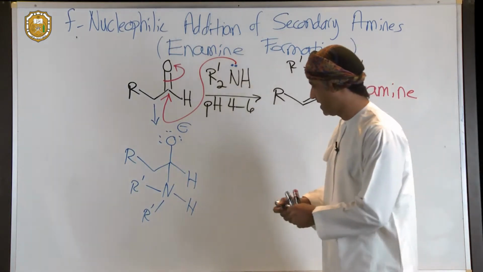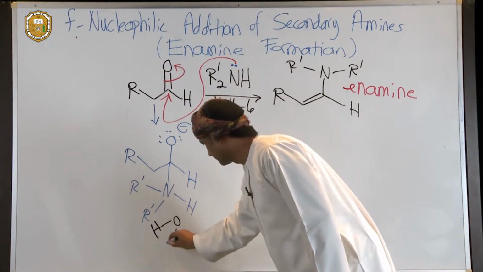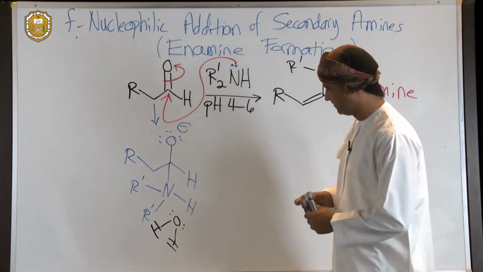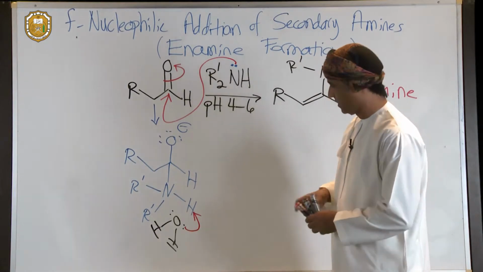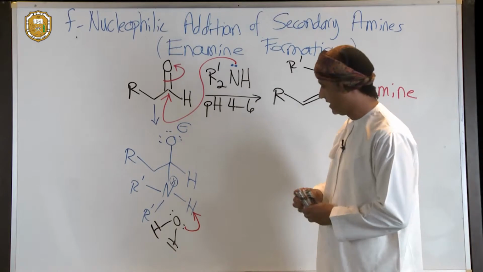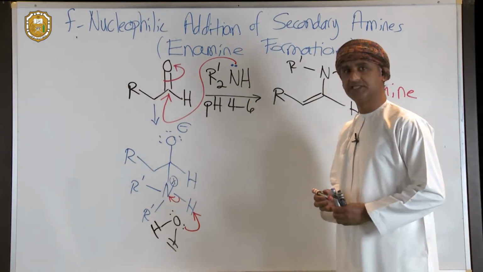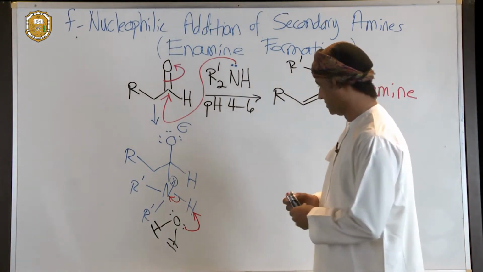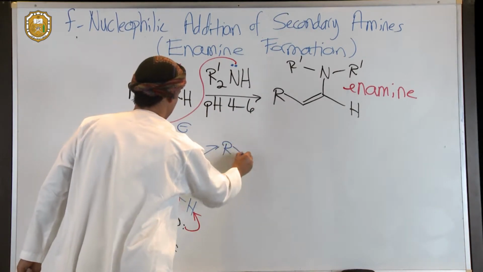So water will now come. It will take off that hydrogen. And of course, there was a positive charge before. It will take off that hydrogen, and the hydrogen-nitrogen bond will now be broken, releasing electrons to the positively charged nitrogen. So the intermediate that we get is this.